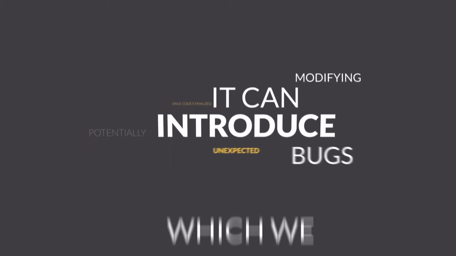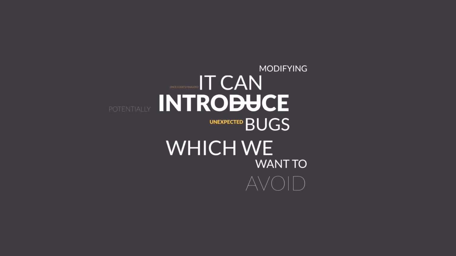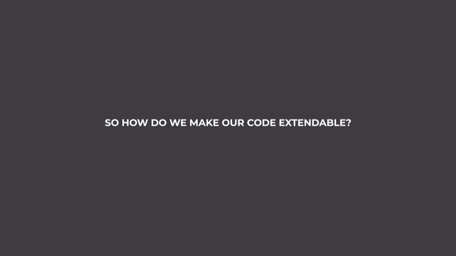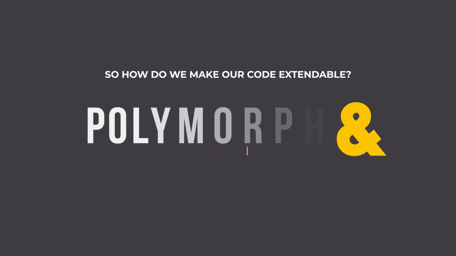Remember that when we modify code, we can potentially introduce new bugs, and we never want to accidentally create bugs in a code that is working correctly. So if we shouldn't modify our code, then how can we extend it for new functionality? The answer is with polymorphism and inheritance.